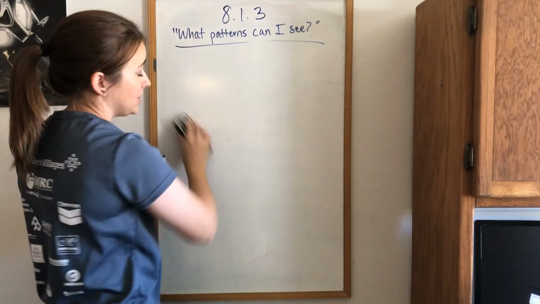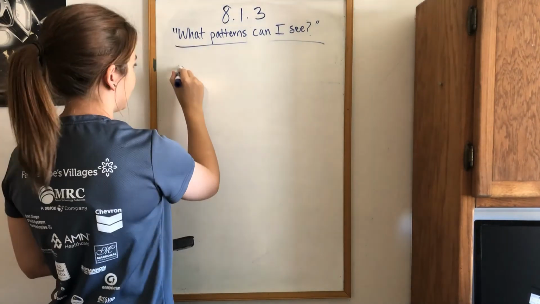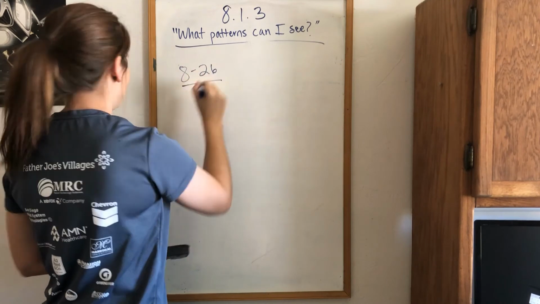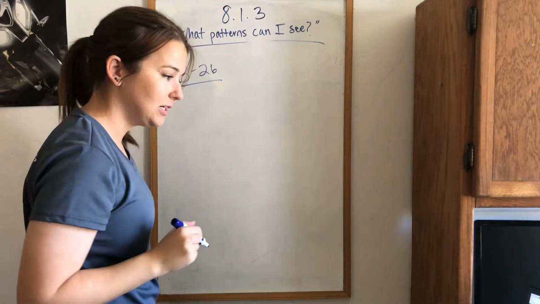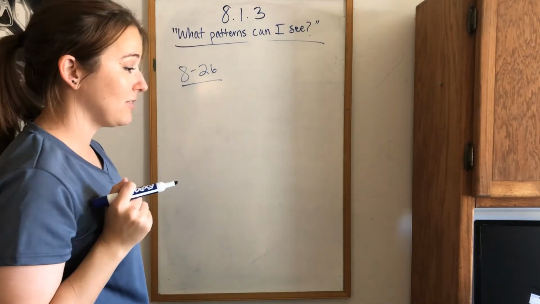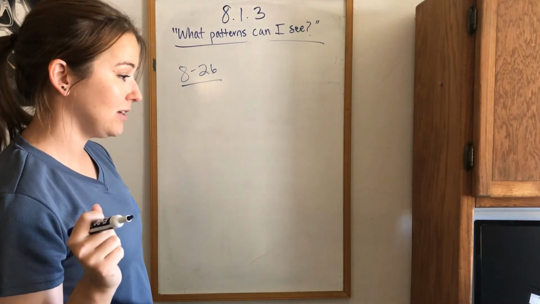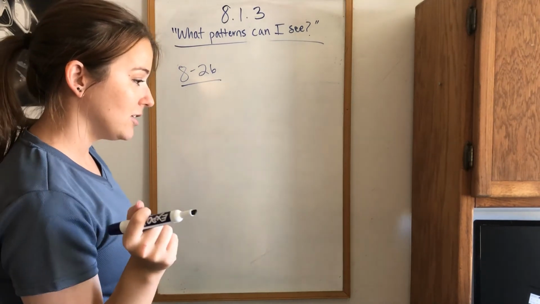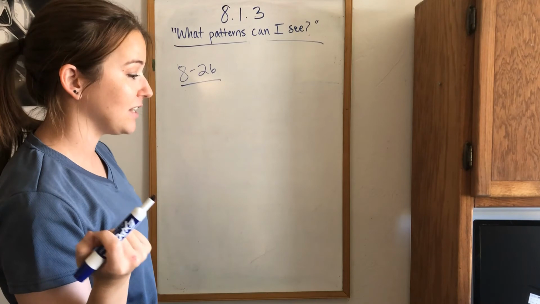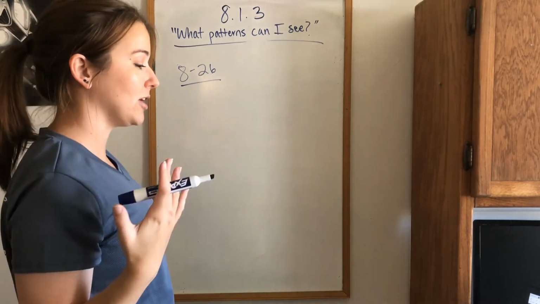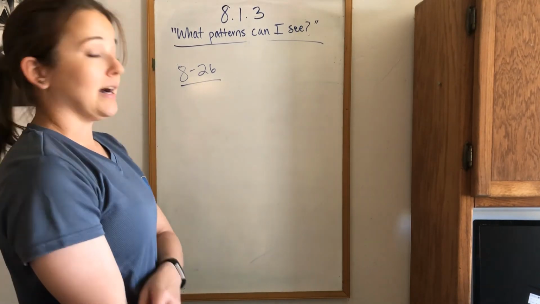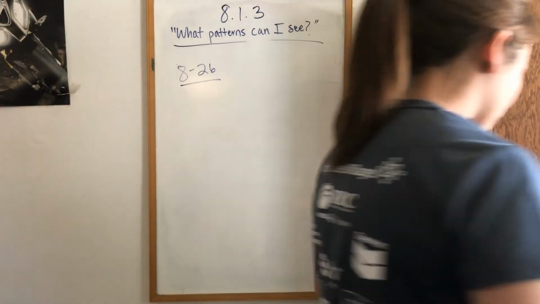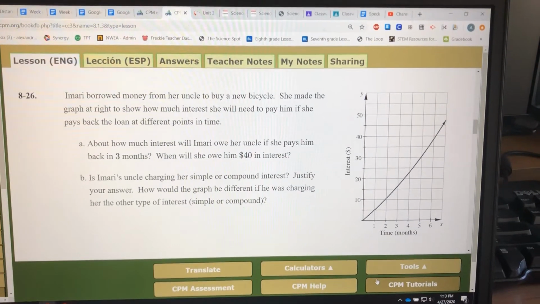Okay, 826. We're almost there. Almost at the end. Imari borrowed money from her uncle to buy a new bicycle. She made the graph at the right to show how much interest she'll need to pay him if she pays back the loan at different points in time. I'm going to take the camera to show the screen. All right, and we're back.